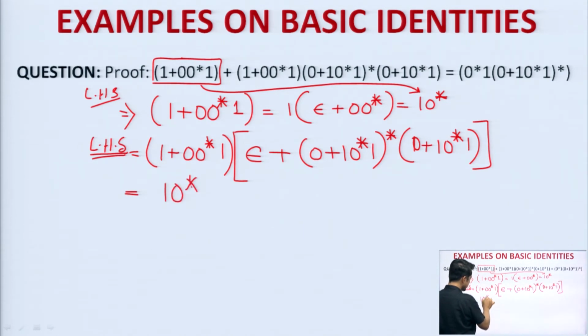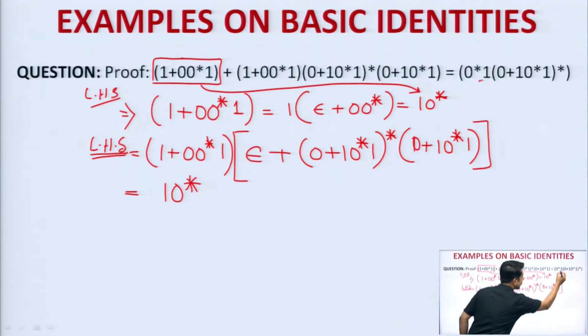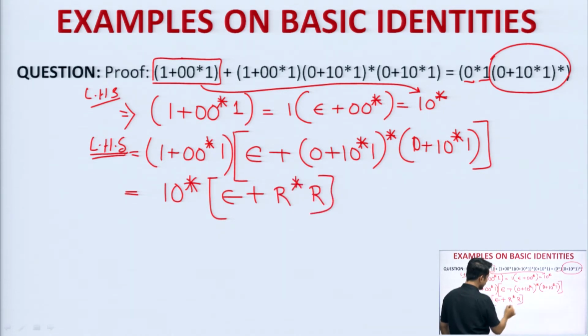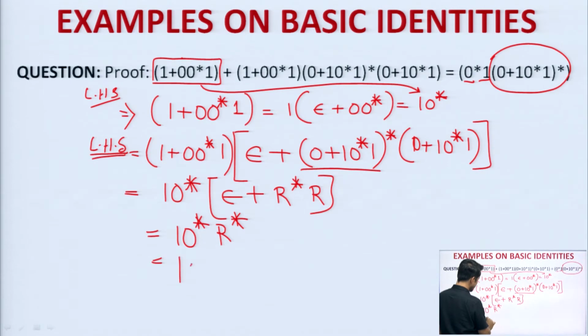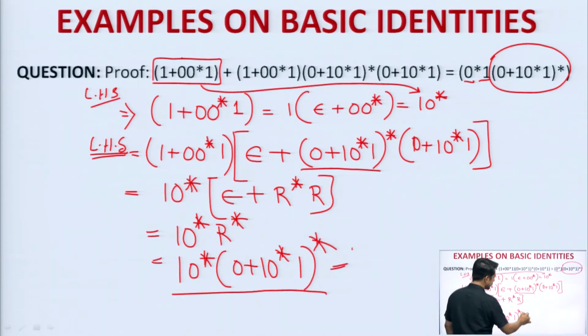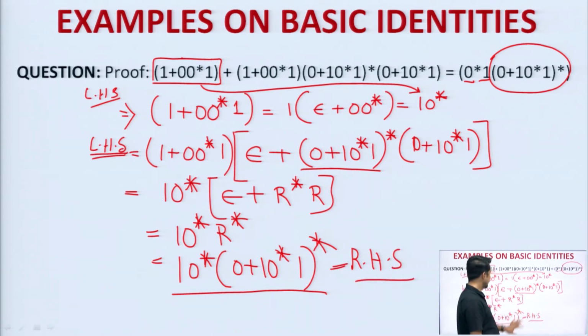What is that? 1 0 star, correct. And if you look into this particular concept, in the right hand side I got this part. So, this is nothing but epsilon plus r star r. So, r star r means what? R star only, and what I have taken as r is this one. So, that means it will be 1 0 star, then 0 plus 1 0 whole to the power star 1 whole to the power star, and this is nothing but your right hand side. I hope it is clear to everyone. Okay. So, this is what I got on the right hand side.